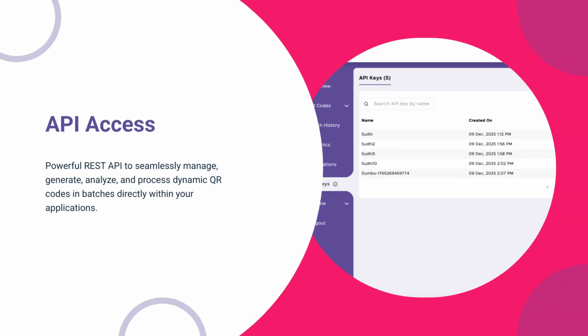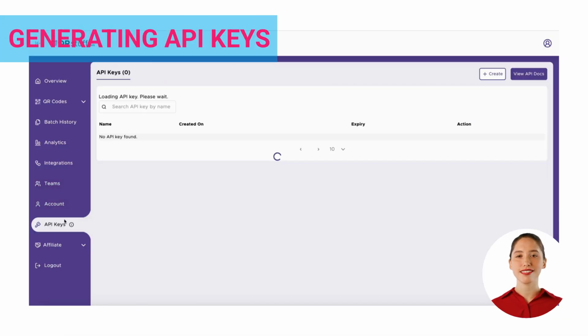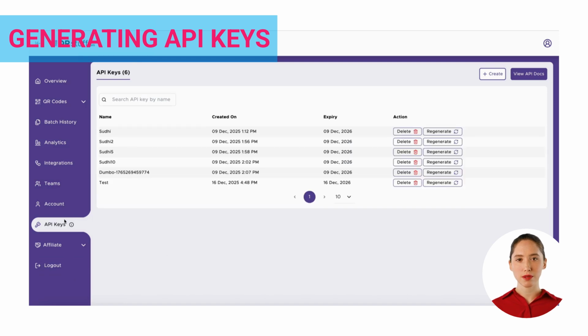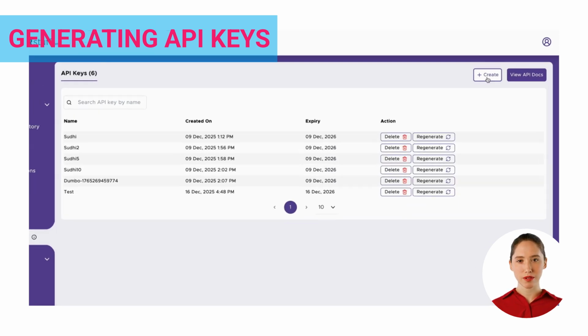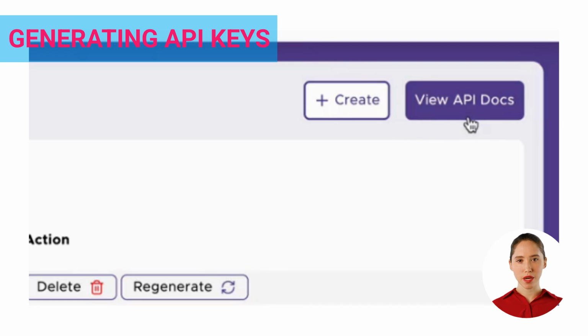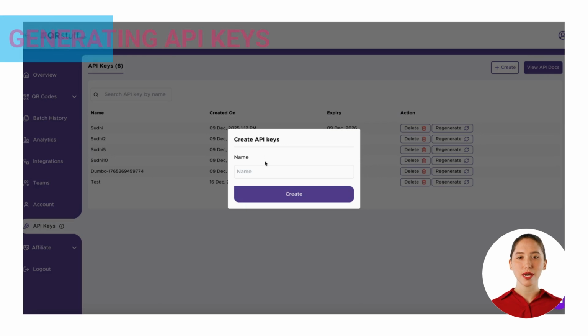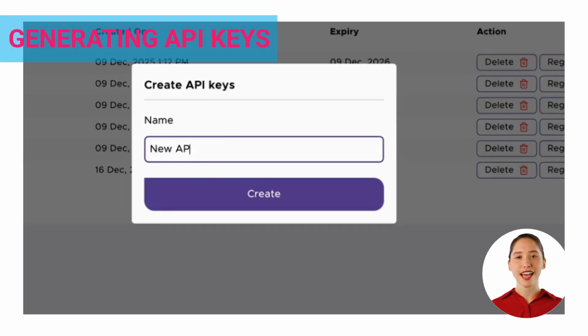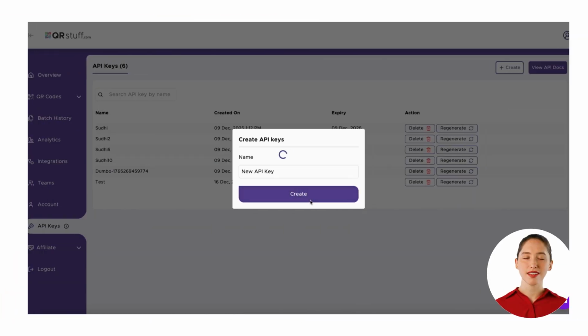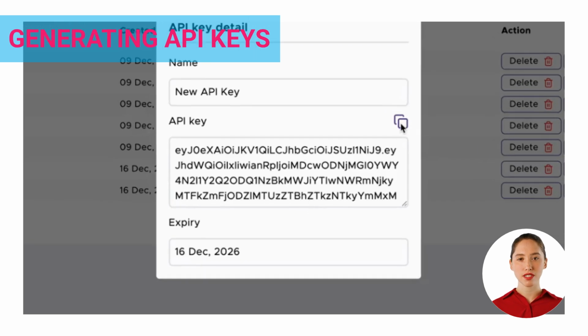Under our Enterprise Plan, you also get a powerful REST API for seamless generation, management, analytics, and batch processing of dynamic QR codes. To begin, navigate to the API Keys section within your dashboard. Once on the page, look at the top right corner. You will see two important buttons: Create and View API Docs. Click the Create button to generate a new API key and give it a descriptive name for easy identification later. Copy your newly generated key.